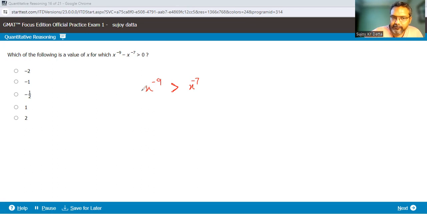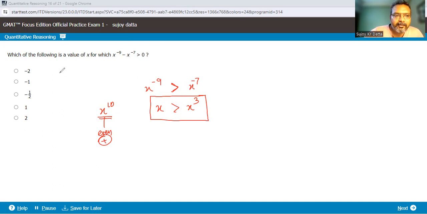So if I know that I'm multiplying a positive quantity, the inequality is not going to change. So I'm just going to multiply x to the power 10 on both sides, because x to the power 10 is always even. It will always be positive. This side will become x, this side will become x cube. So we are basically searching for x bigger than x cube. So let's start with negative 2. Negative 2 is bigger than negative 8. Yes. So this one is a valid answer. That's the first option.